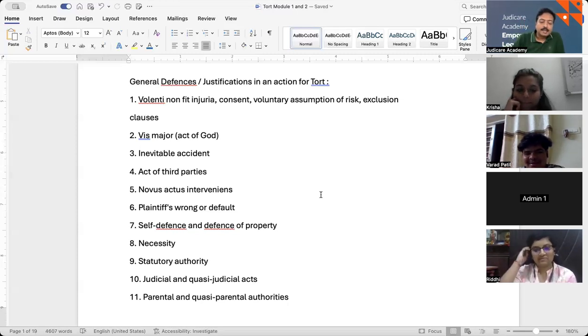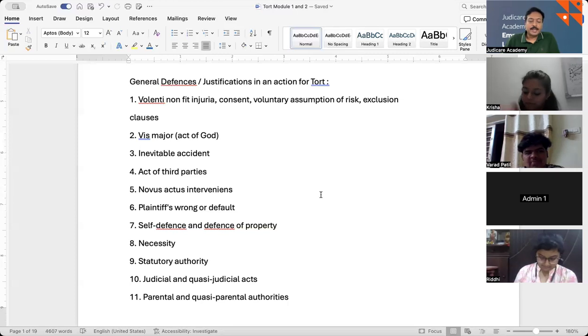The case is Gillick versus West Norfolk and Wisbech Area Health Authority, 1986. A mother challenged the authority of doctors to provide contraceptive advice to her underage daughter without her consent.